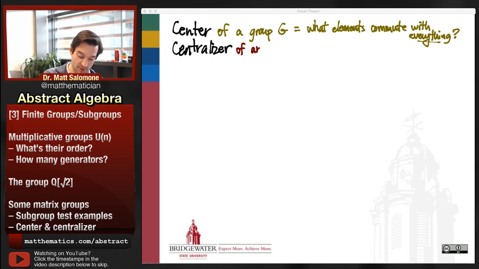The centralizer of an element, A, let's call it, in G, is an answer to the question, what elements commute with A? What commutes with me is what I mean by centralizers.